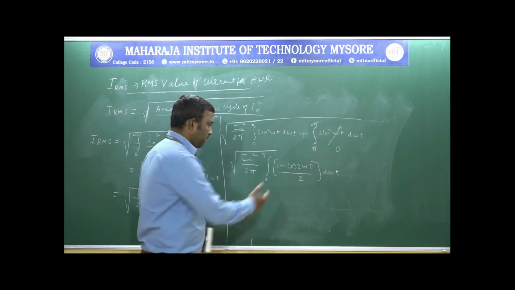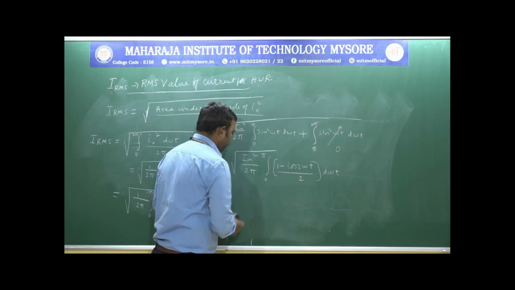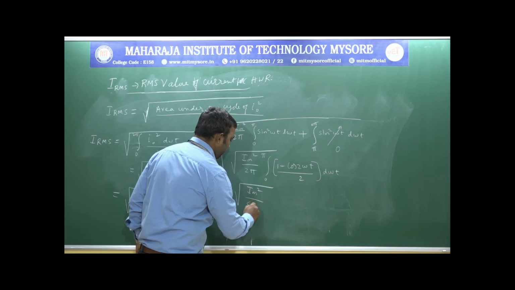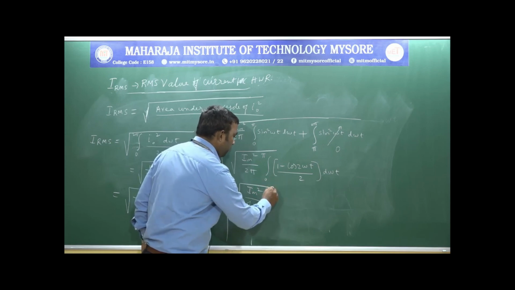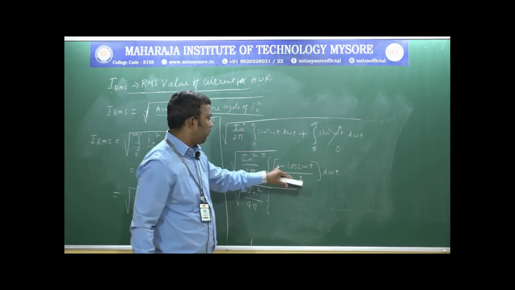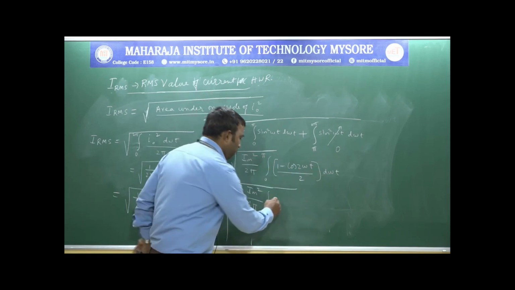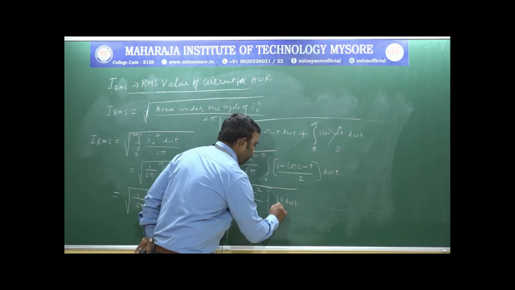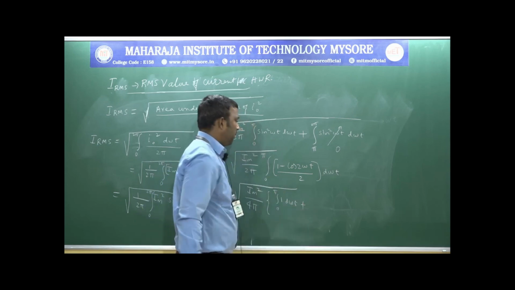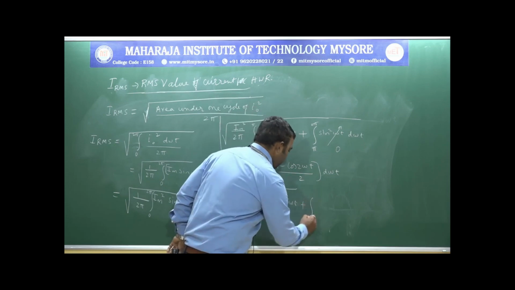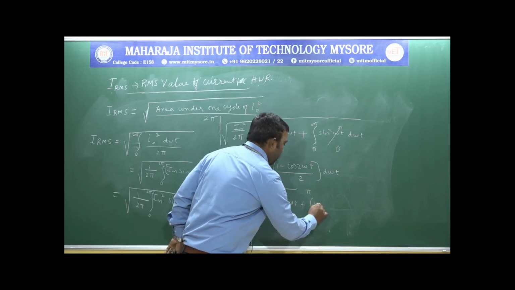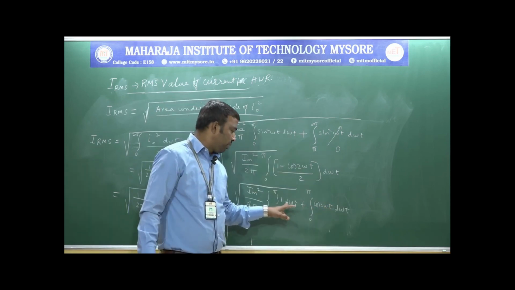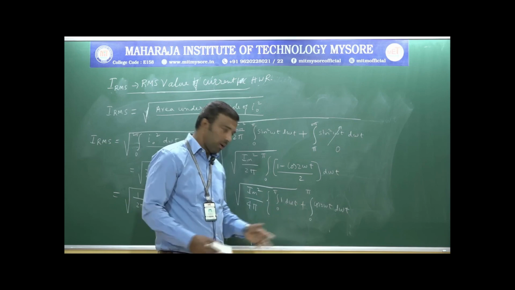2 is constant, take that outside. I can write this as the square root of Im square by 4 pi, and here for the integration of 1 minus cos 2 omega t, the integration of 1 d omega t from 0 to pi plus the integration from 0 to pi of cos 2 omega t. What is this function? The integration of 1 constant d omega t is omega t only.